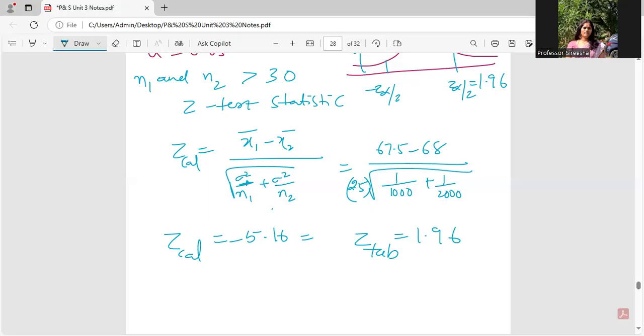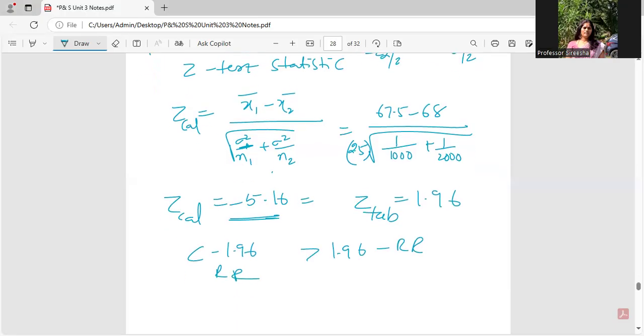Now this value is less than or greater than? There are two values. Less than minus 1.96 is a rejection region, and greater than 1.96 is also a rejection region. Minus 5.16 is less than minus 1.96. Z-cal is less than minus 1.96, right? Hence, we reject H0 and accept H1. That's it.